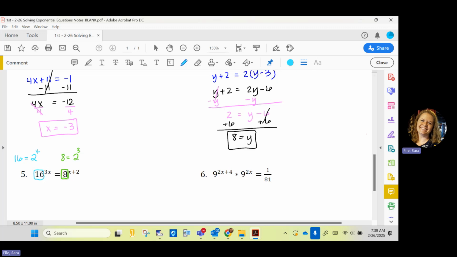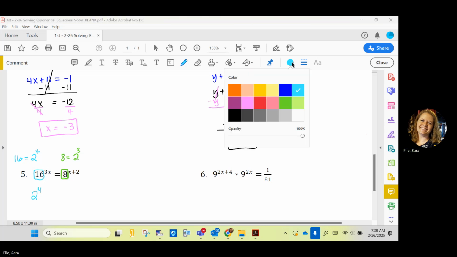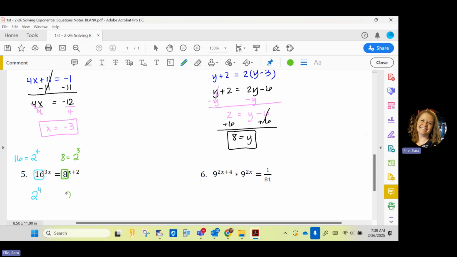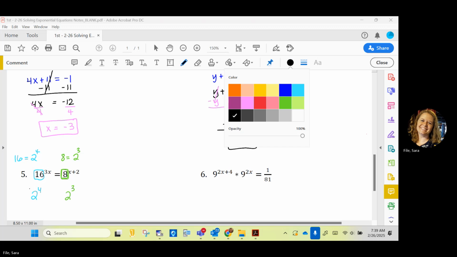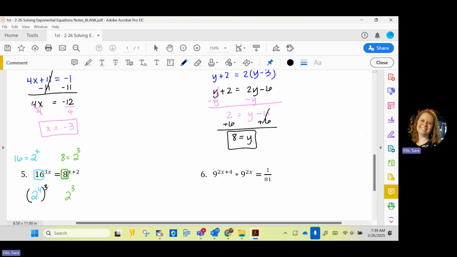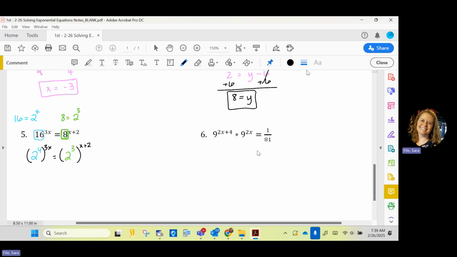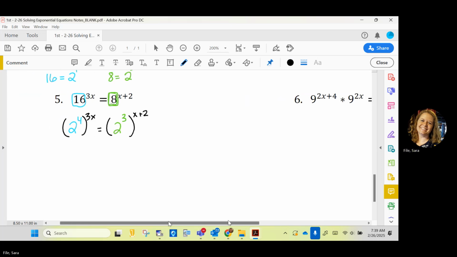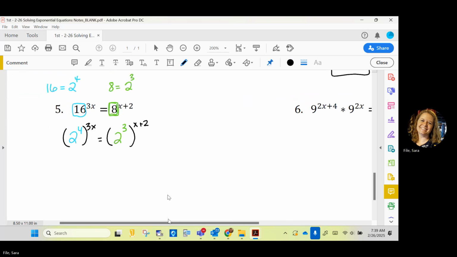All right, so I replace that with 2 to the 4th power, and I replace this one with 2 to the 3rd power. Now that is still to the power of 3x, and that is still to the power of x plus 2. So far, so good? Get a little bit bigger. So now I have matching bases. That's the goal. So I used exponent rules to replace these to get matching bases.